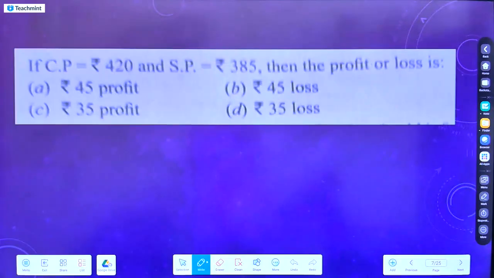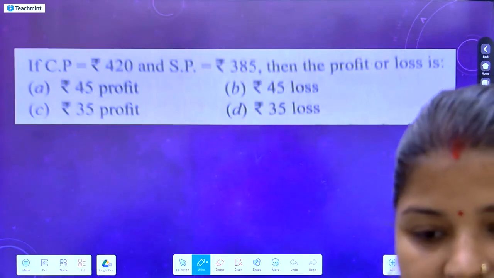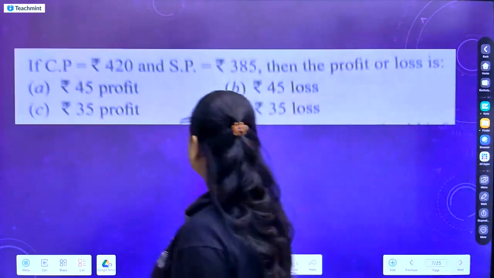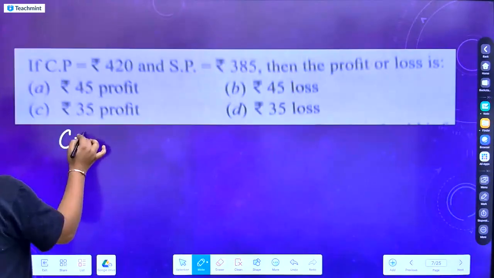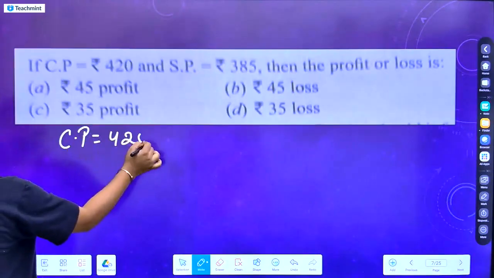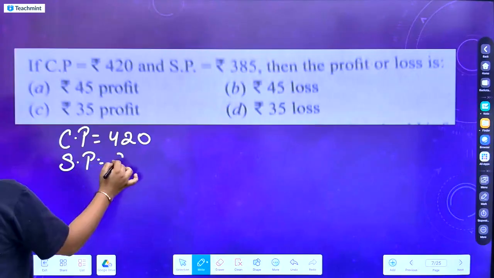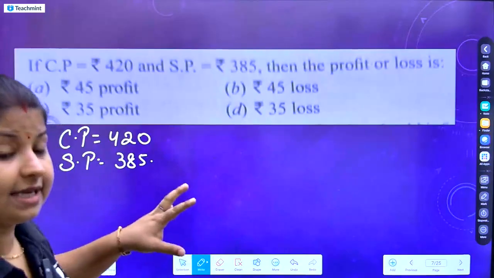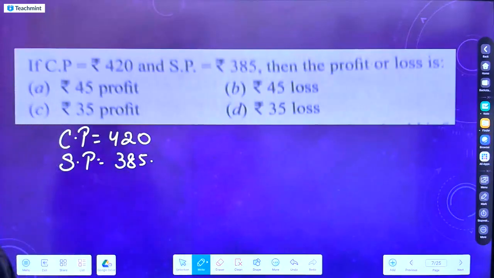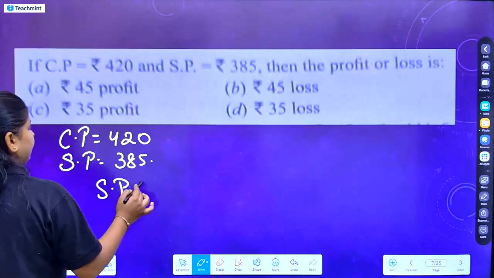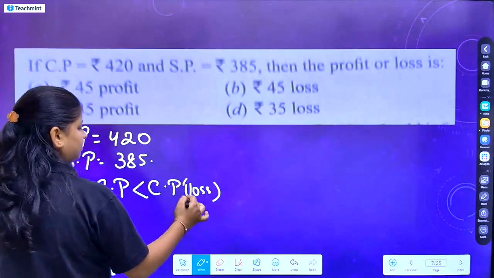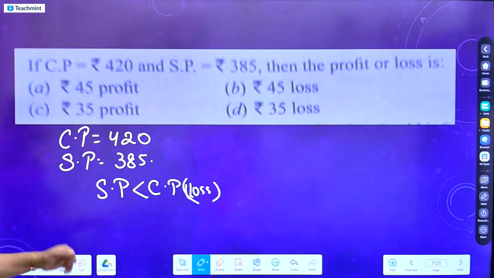Only 3 correct answers. Only 3. Oops. Nandini, Yasha and Melanie have given me the correct answer. Rest everyone is wrong. CP is given to me, beta, 420, and SP is given to me 385, right? Here I can clearly see that the selling price is less than the cost price. That means I will have a loss, because the selling price is less than the cost price.